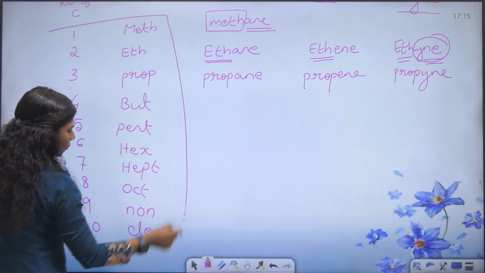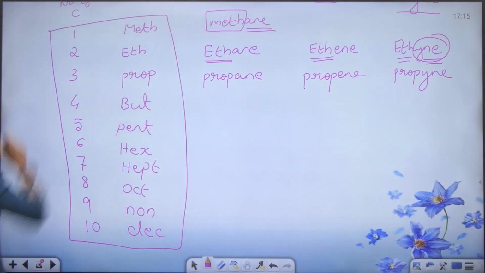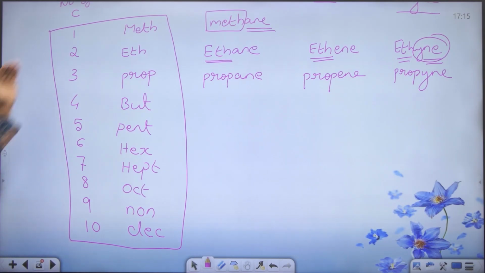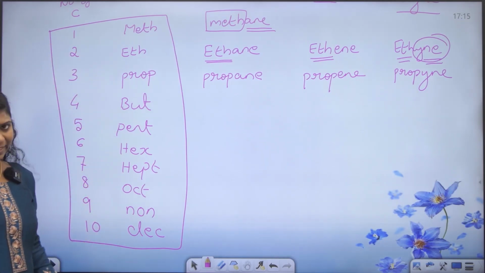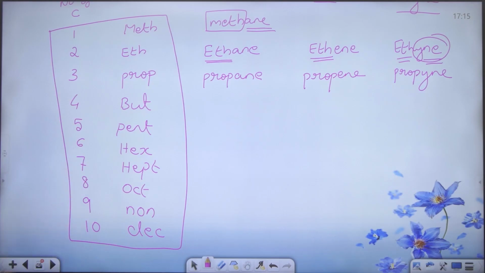1 stands for meth, 2 for eth, 3 prop, 4 but, 5 pent, 6 hex, 7 hept, 8 oct, 9 non, 10 dec. Meth, eth, prop, but, pent, hex, hept, oct, non, dec. Okay. Learn this word root by heart.